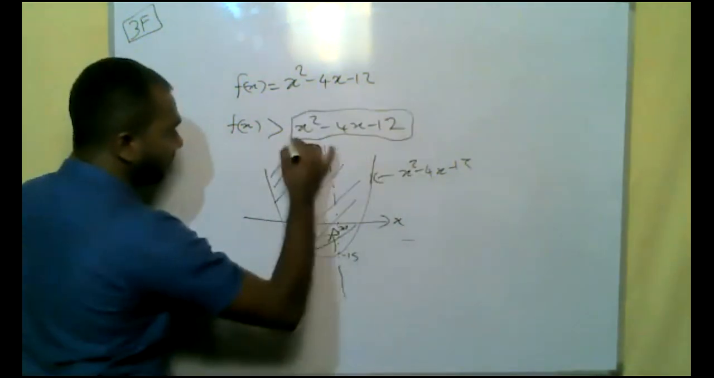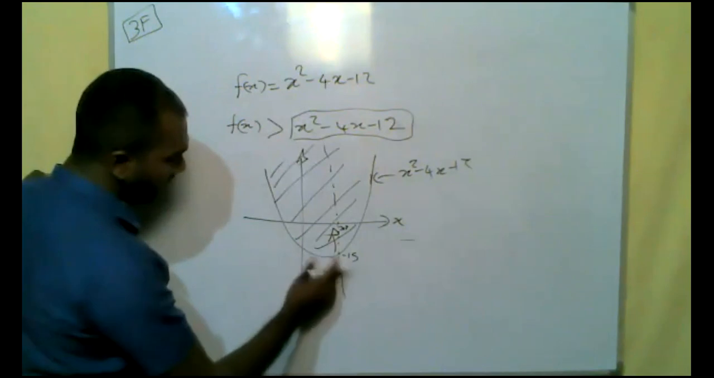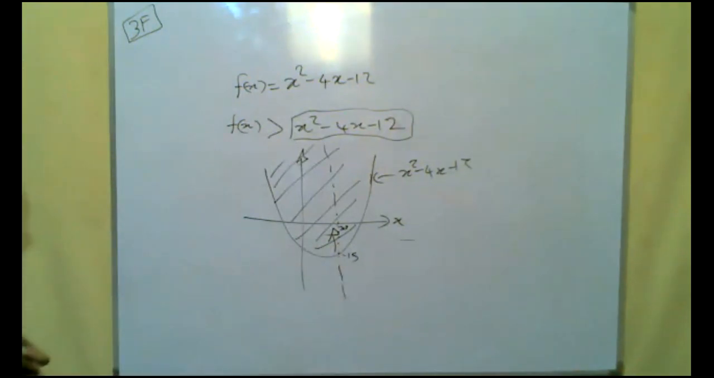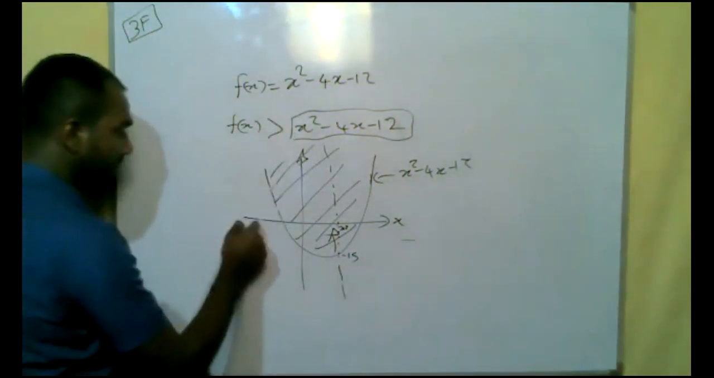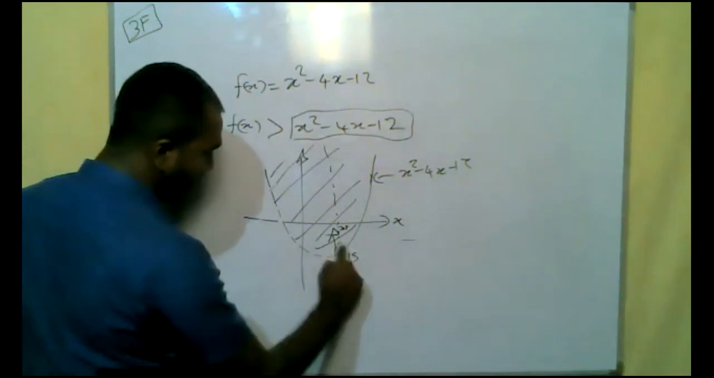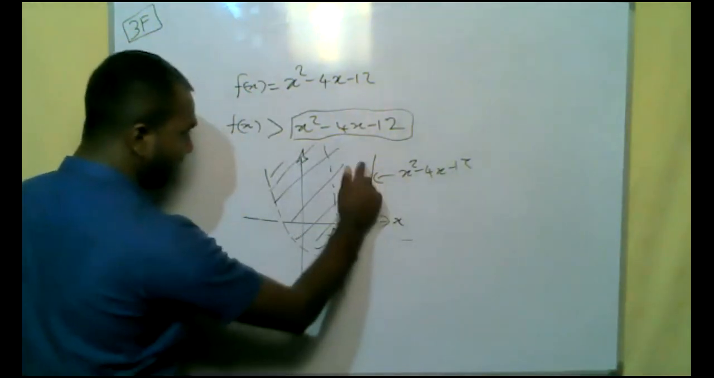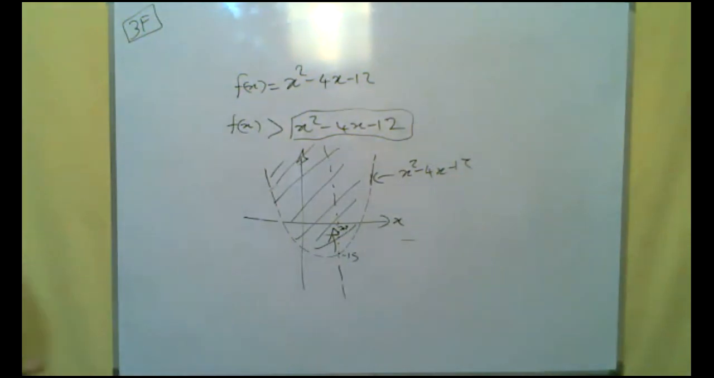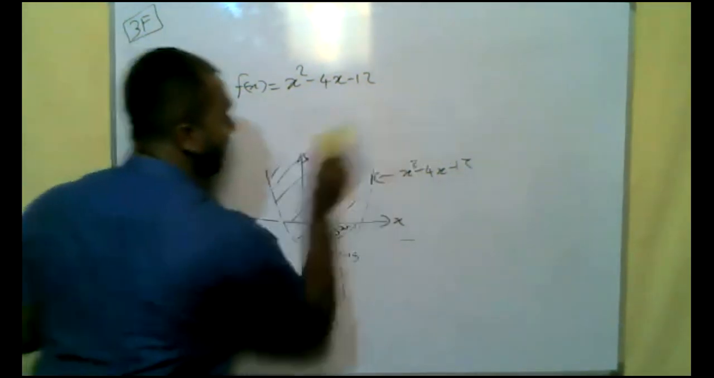Okay. If you're not getting it, I will make it a little simpler. And we have to make this a dotted line because it is not equal as well. f(x) cannot be equal. I will make it much simpler now. Think like this.